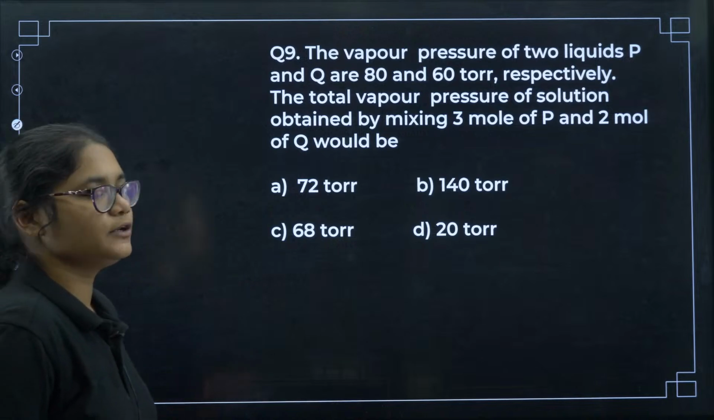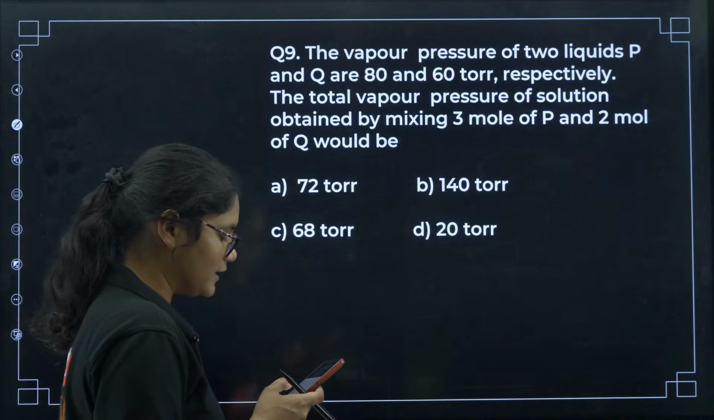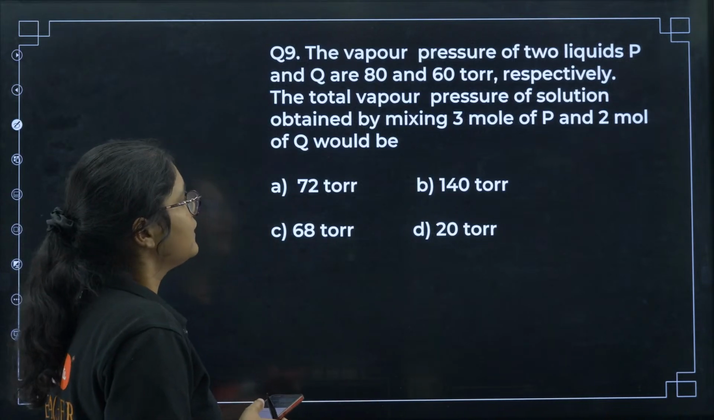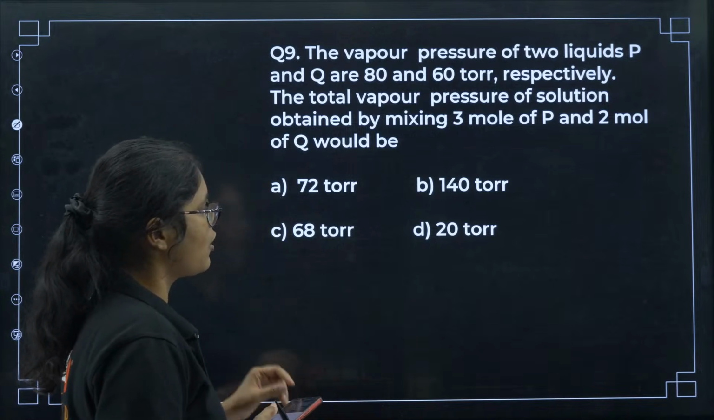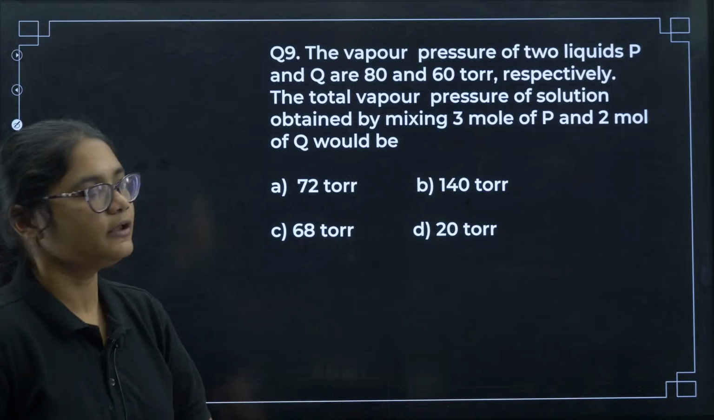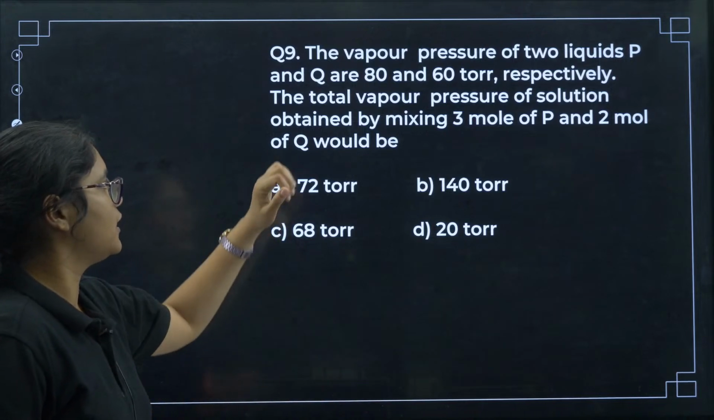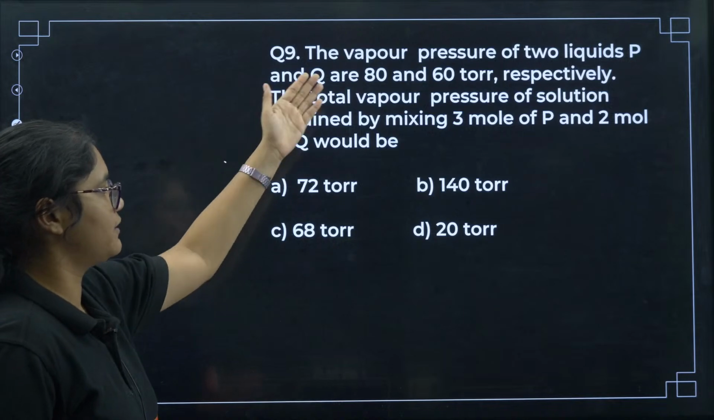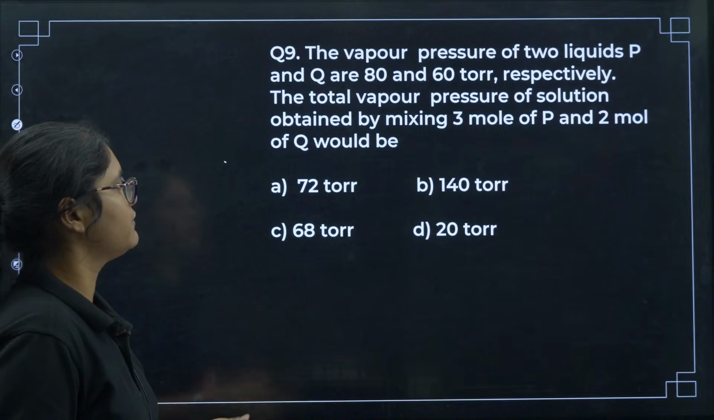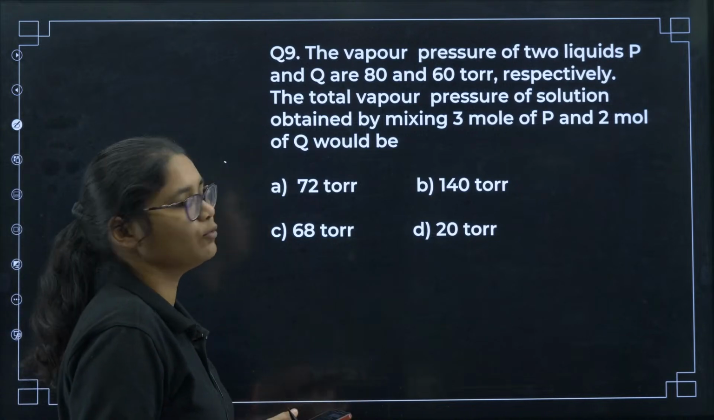So again, this is a numerical question. You have to solve it. The vapor pressure of two liquids P and Q are 80 and 60 torr respectively. The total vapor pressure of the solution obtained by mixing 3 moles of P and 2 moles of Q would be. You have to calculate the total vapor pressure. So you have two liquids P and Q, their vapor pressures are given as 80 and 60 torr respectively.